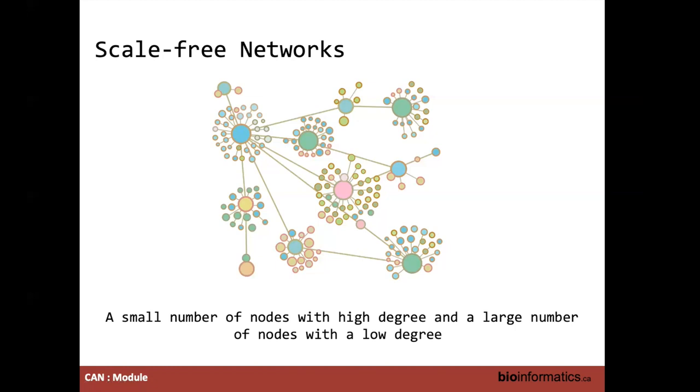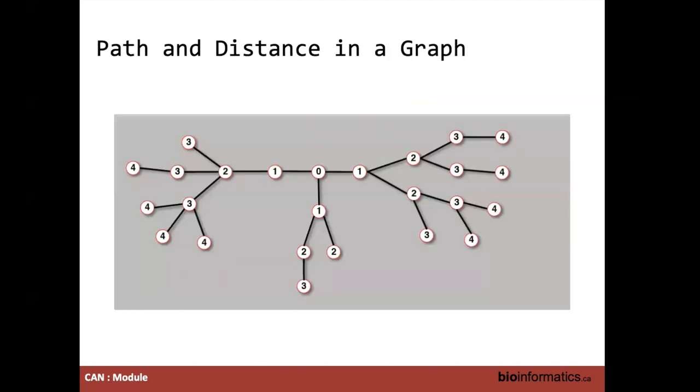And typically what we see in these hubs, these larger nodes, are elements or genes that are either essential or lethal. For example, the cancer link proteins are typically hub proteins, for example, TP53. A path is a sequence of connections. The distance or shortest path between two nodes is defined as the number of edges along the shortest route connecting them.